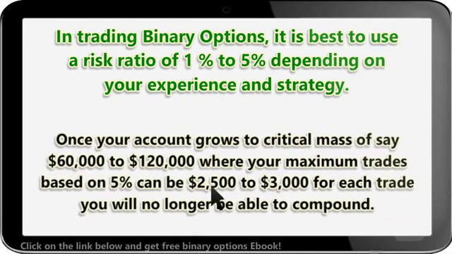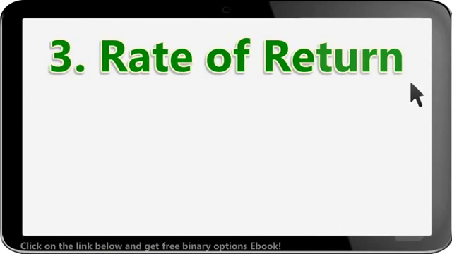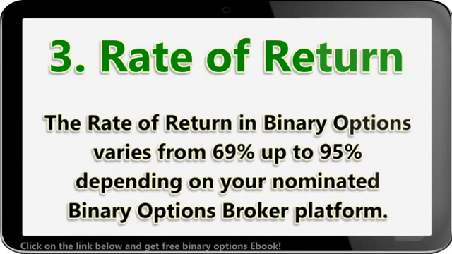Once your account grows to a critical mass of say $60,000 to $120,000, where your maximum trades based on 5% can be $2,500 to $3,000 for each trade, you will no longer be able to compound. 3. Rate of return. The rate of return on binary options varies from 69% up to 95% depending on your nominated binary options broker platform.